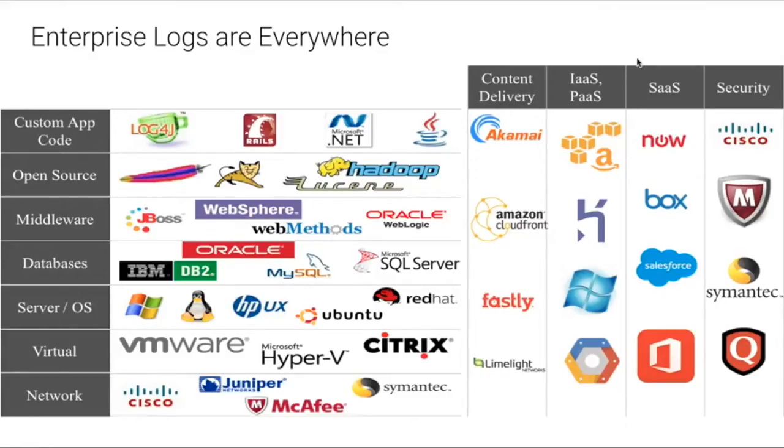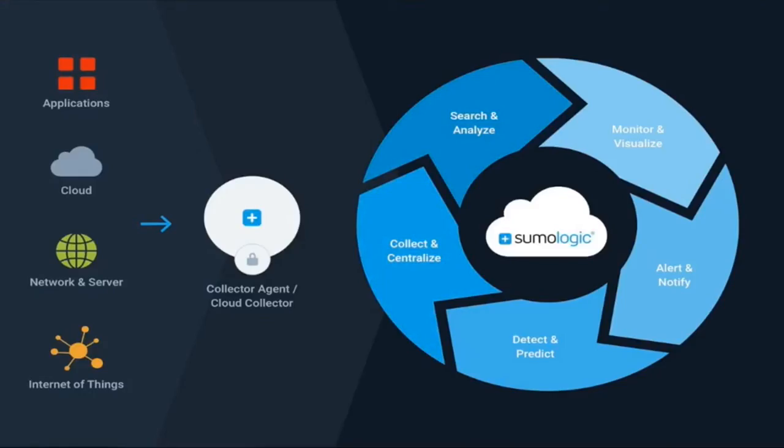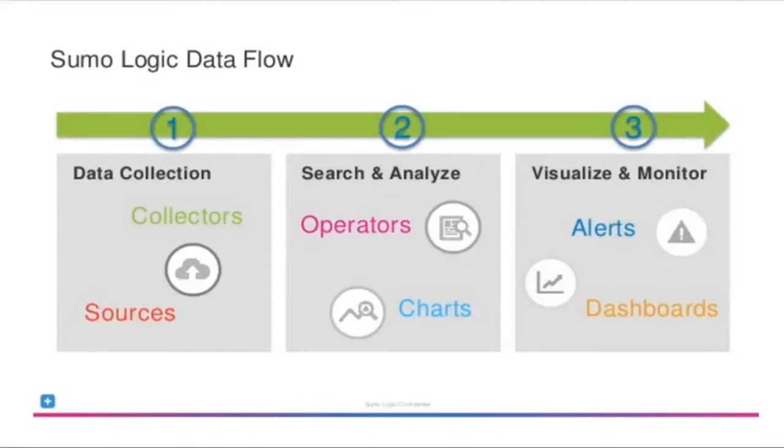Here is a high-level architecture overview of the SumoLogic ecosystem. SumoLogic data flow is broken into three main areas: data collection through configurable collectors and sources. Collectors collect, compress, cache, and encrypt the data for secure transfer.